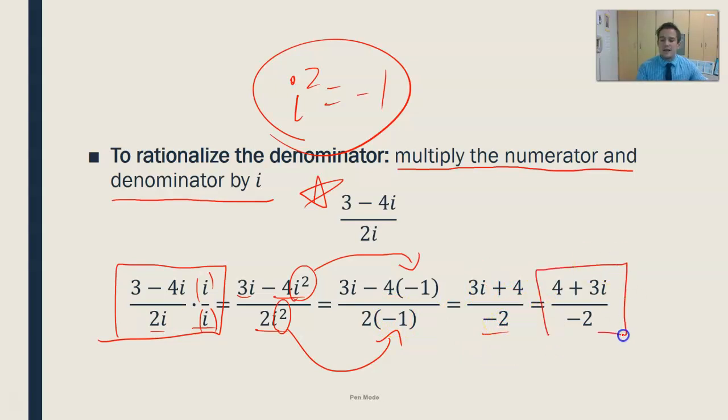Or if we're writing in our complex number normal way, I'll write the real number first, which is 4 plus 3i over negative 2. So that's called rationalizing the denominator. If I had an i in the denominator, in order to get it out of there, I multiply by i on the top and i on the bottom, so that i on the bottom, when I multiply it by another i, ends up turning into a negative number.